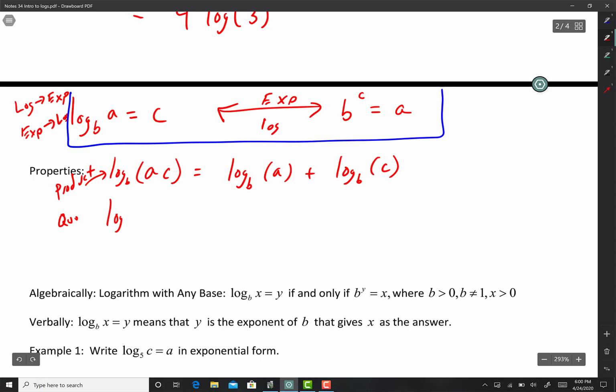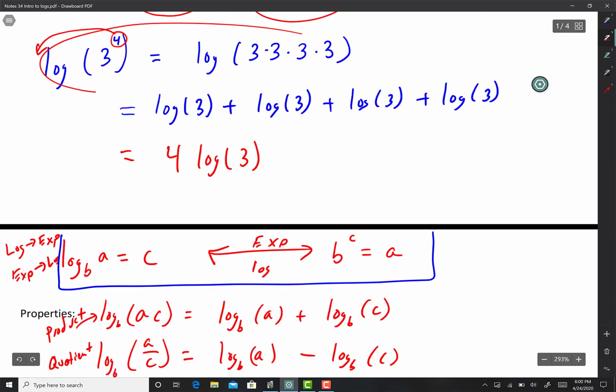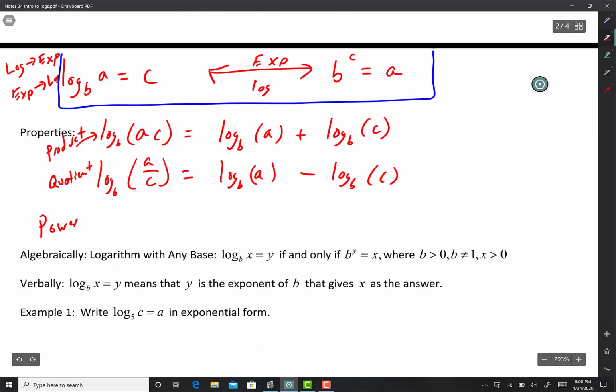So now let's talk quotient. Log any base of A over C, as long as C is not 0, is log that same base of A minus log that same base of C. And then we have the power rule, which we identified right here. Log base B of A to the power C is nothing more than C log base B of A. So there it is, guys.